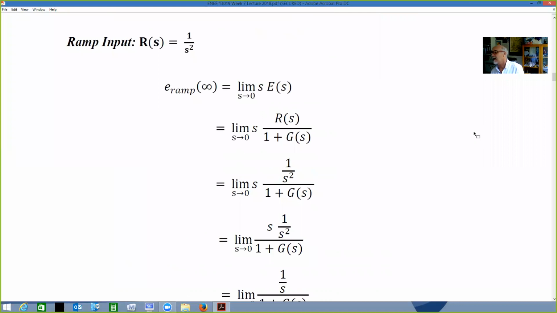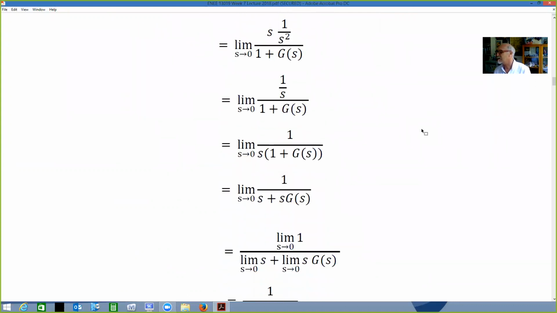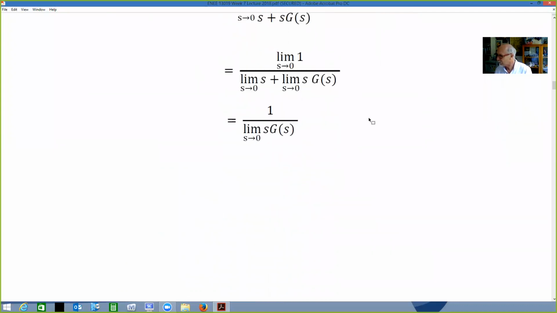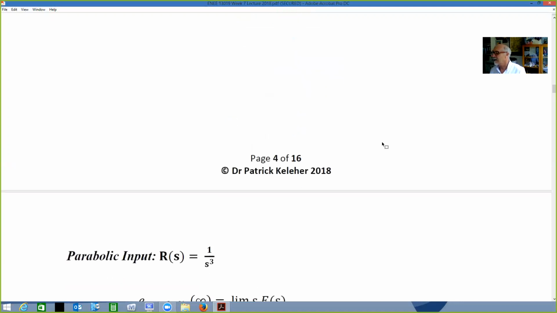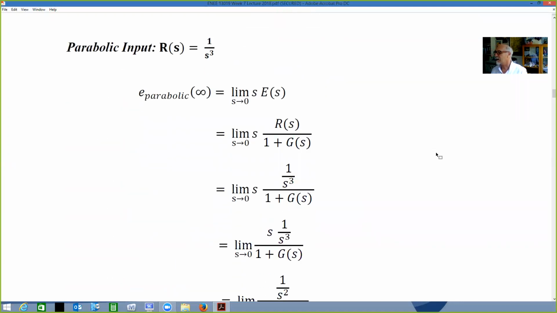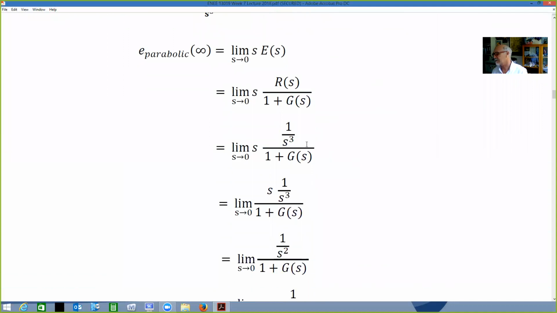Now, what happens if it's a ramp input? Well, that's 1 over s squared, so exactly the same thing again. We plug it into our formula, and you can see that we can simplify that down a bit. As we take the limit, the error equals 1 over the limit as s tends to 0 of s times the transfer function G(s). Okay, parabolic input, that's 1 over s cubed, exactly the same process again.